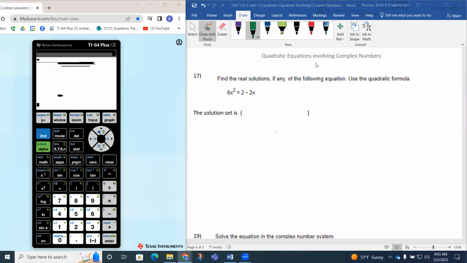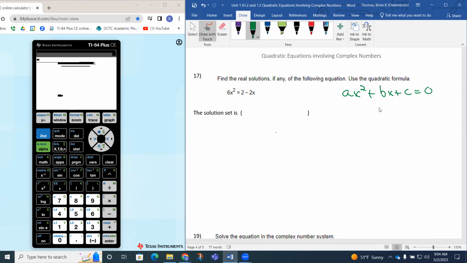Let's look at question 17. Again, find the real solutions, if any, of the following equation. Use the quadratic formula. Again, to use the quadratic formula, our equation's got to be in the form of ax squared plus bx plus c is equal to 0. So the first thing is our equation's got to be set equal to 0.